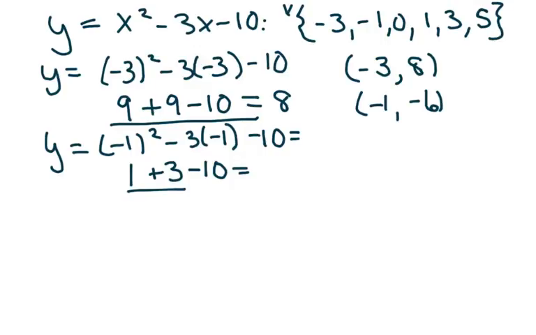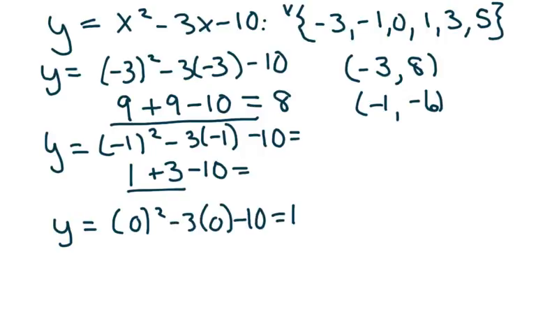Okay, the next one is 0. Basically, you just plug in 0. That just gives you 10, because those two will cancel out. So 0 goes to 10. Sorry. Thanks for telling me. Now let's do 1.